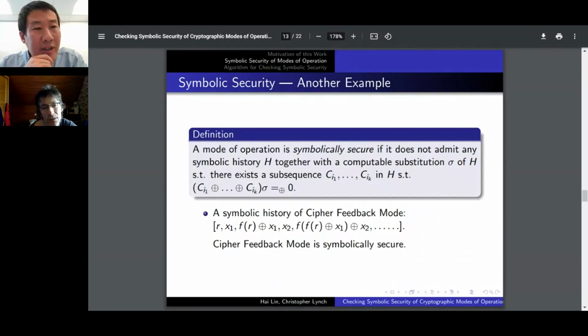That's a good question. The thing is, it's hard to check symbolic security directly. So what we did is that we came up with this other property, the uniqueness property, and we check the uniqueness property. But it could be the case that there are some other sufficient conditions for symbolic security, and it's easier to check that other property. But right now we just check the uniqueness property. Okay, good. Thank you. Thanks a lot.